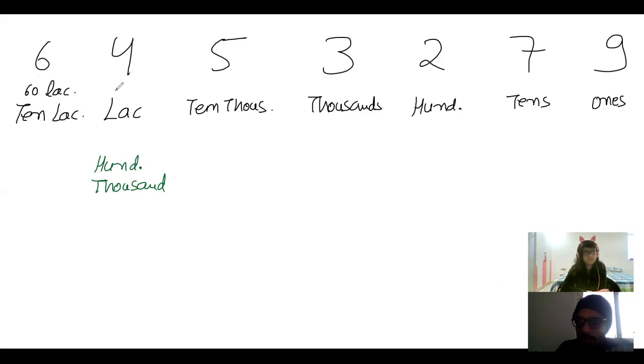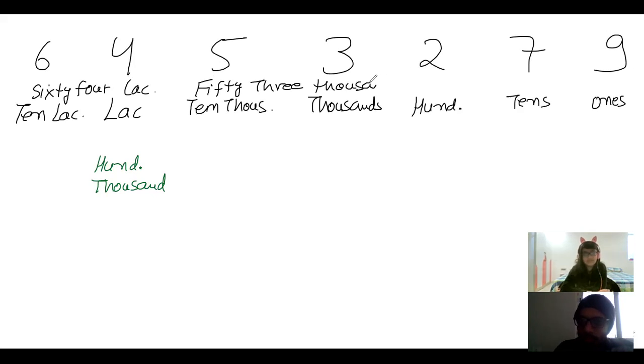Yeah, then 4 lakh. 4 lakh, sorry, my mistake. This is gonna be, मैं ऐसे लिखता हूँ ना, 64 lakh, then 53,000. 53,000. Yeah, because see, yeah, okay, 53,000 and 279, right?